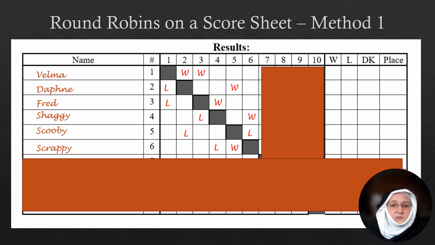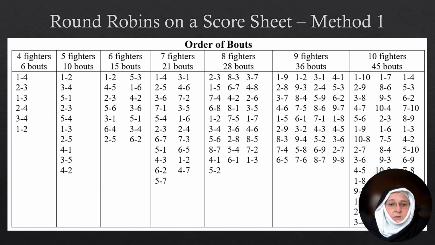Okay, so you can see how this would help keep track of who they have already faced and what their win-loss record is. Now, whenever all of the rounds are done, you would simply tally up the number of wins and losses and record it in the last few columns. And then you can determine the number of points and who won the round robin.